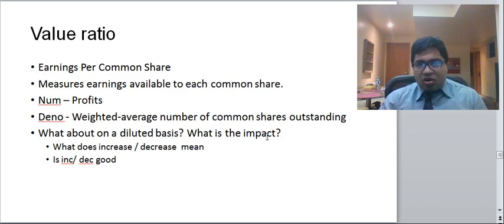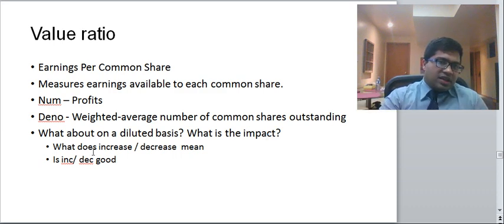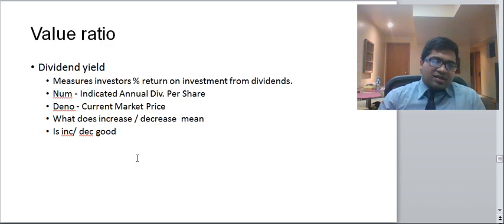Next is earning per common share. It measures earnings available to common shares. In the numerator you have profits, in the denominator you have the number of stocks, that is the weighted average number of common stocks. Earning per share means how much dollar profit the company makes for one share. The more dollar profit it makes, the better it is for you. An increase is good, a decrease in earning per share is bad.